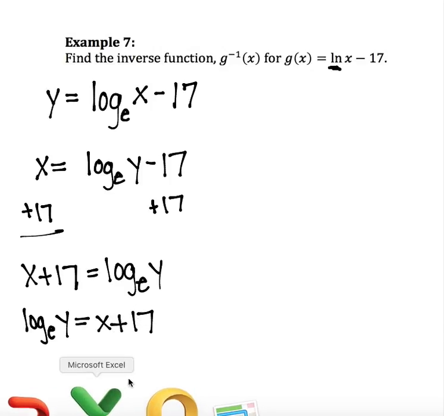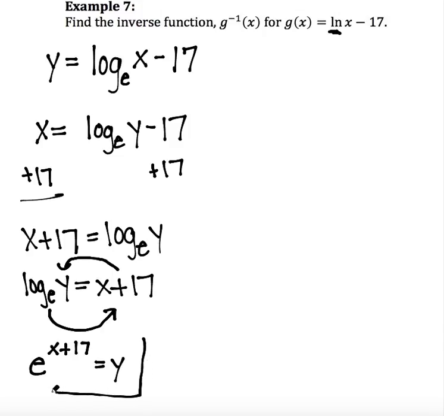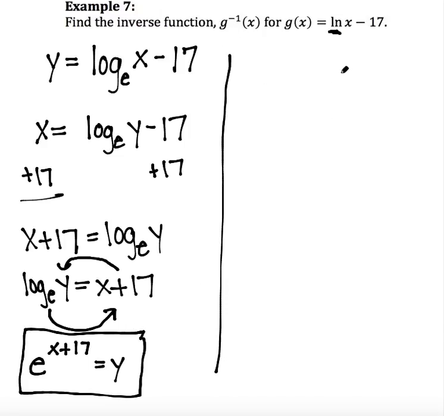So when I look at that, I go, okay, how can I rewrite this? Well, now I'm going to do my loop. I'm going to do e raised to this power is equal to y. So e to the x plus 17 is equal to y. So I've solved for y, which means this is my inverse. Now again, we're going to look at it two ways so that you have some options. So I'm going to actually keep it the same this time. I'm going to go y equals natural log of x minus 17.